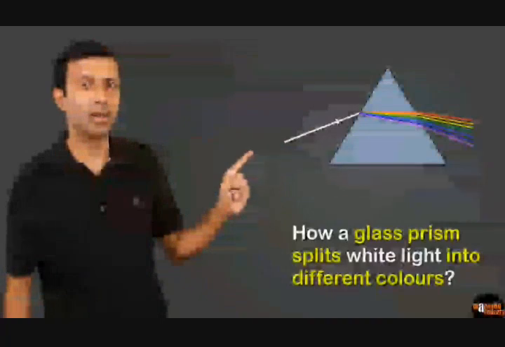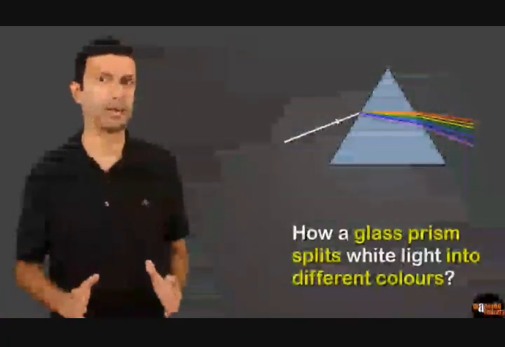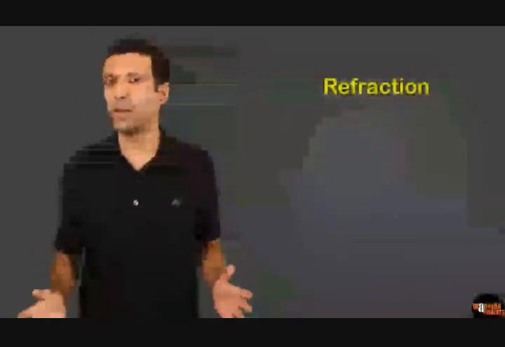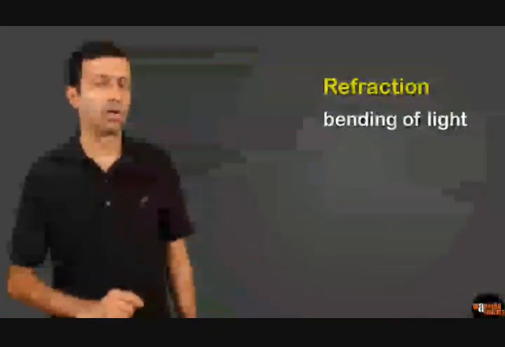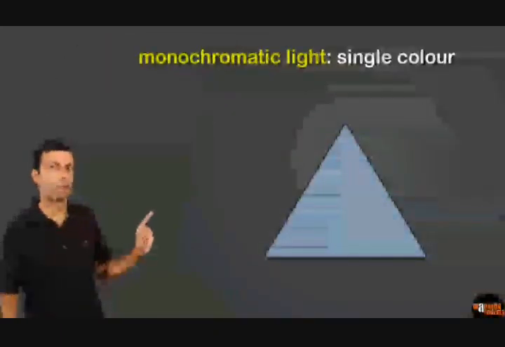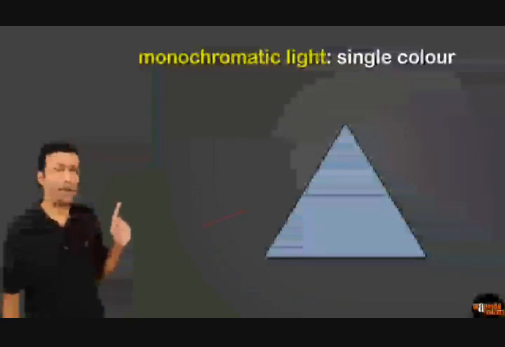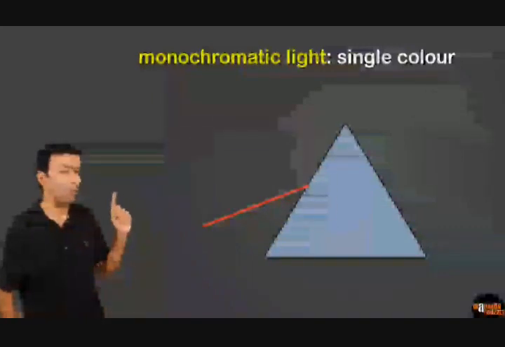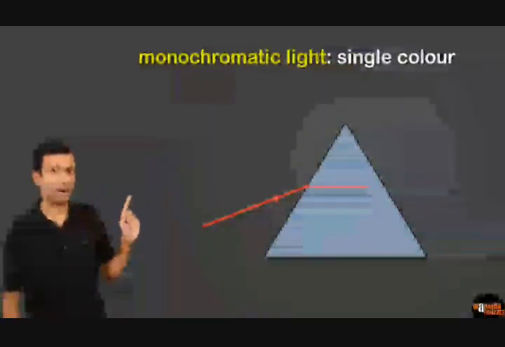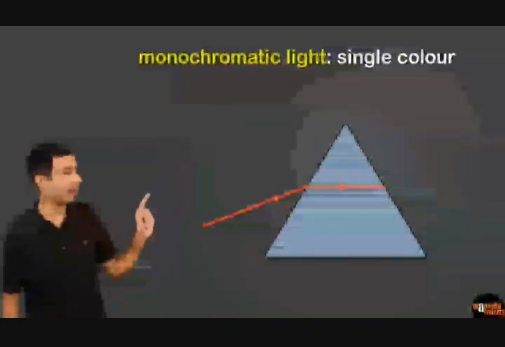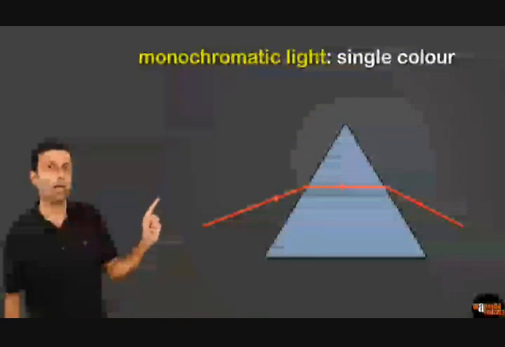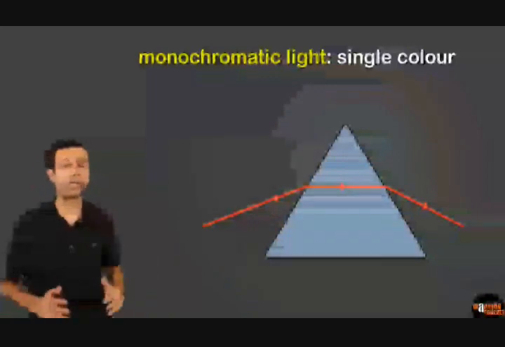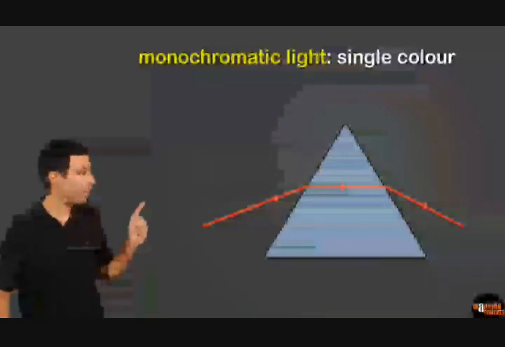Now let's understand how our simple glass prism is able to split the white light into different colors. For this, we need the concept of refraction. Remember, refraction means bending of light. So let's start off by shining light of a single color, known as monochromatic light, let's say red light here, onto our glass prism. And as you can see, the light is traveling from air to glass, so there's a bending or refraction there. And once again there's a bending when light comes out of the prism, from glass to air. And as you can see, the red light is bending towards the base of the prism here.